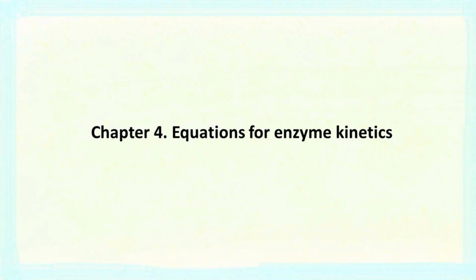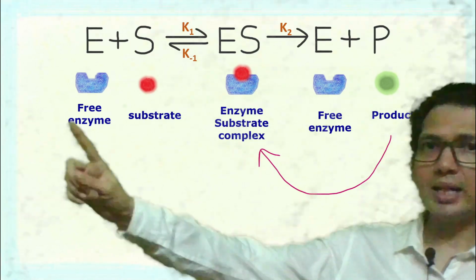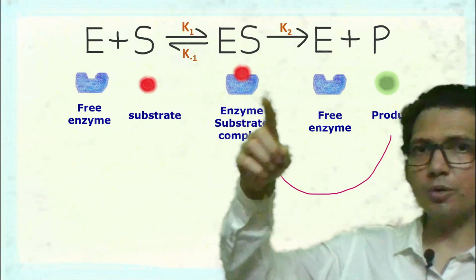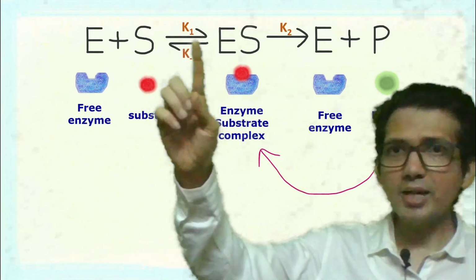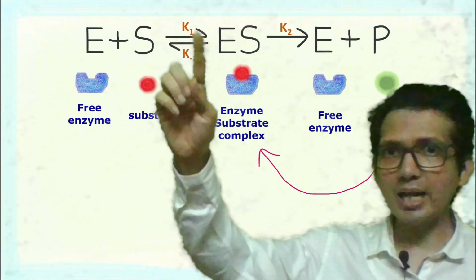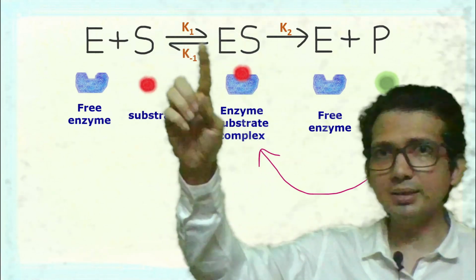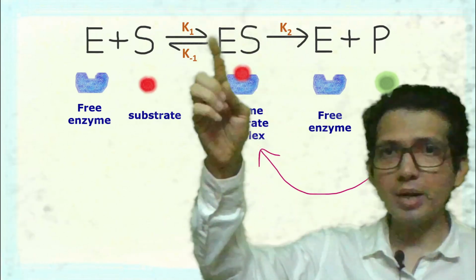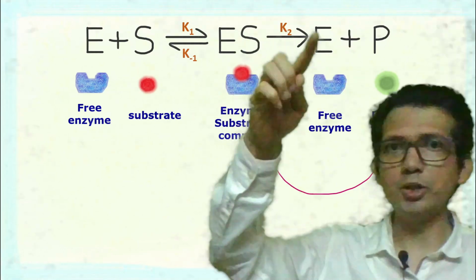Now let's talk about equations for enzyme kinetics. So this is what we have seen before. The free enzyme reacts with substrate, it forms the ES complex. This one is broken down to free enzyme and the product. Now, for the forward reaction, the rate constant is K1. For the reverse reaction, the rate constant is K minus 1. And the rate constant for the breakdown of ES complex into enzyme and product is K2.